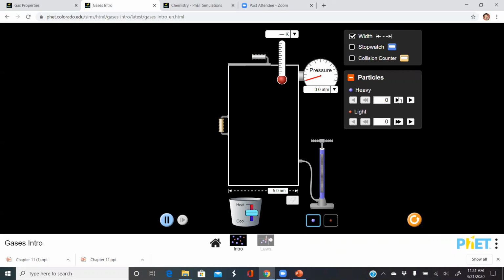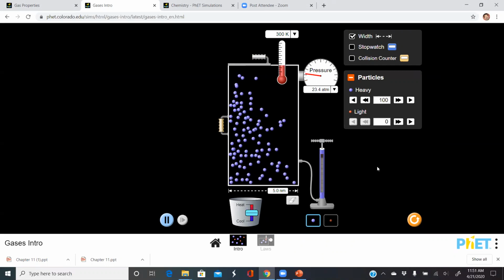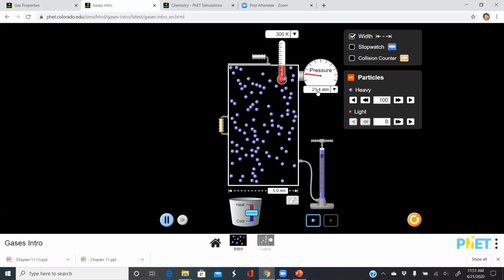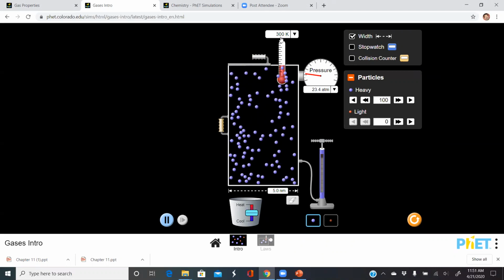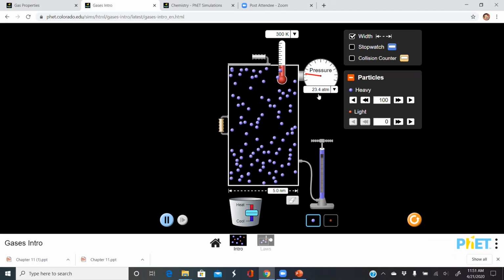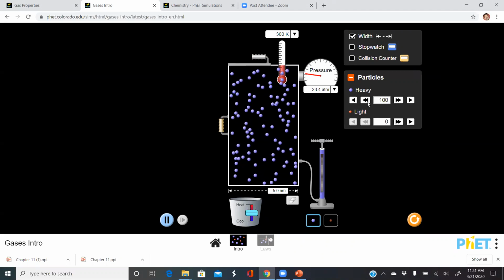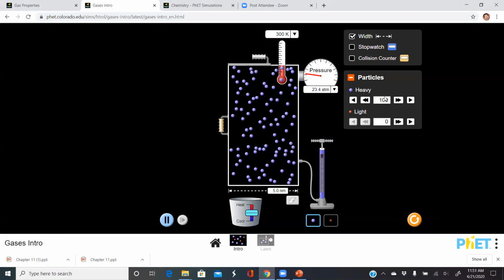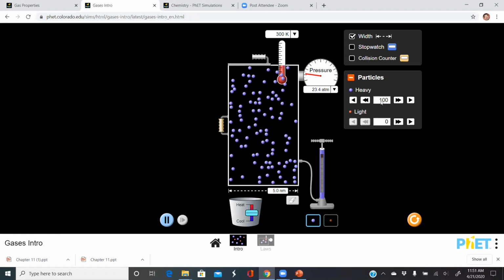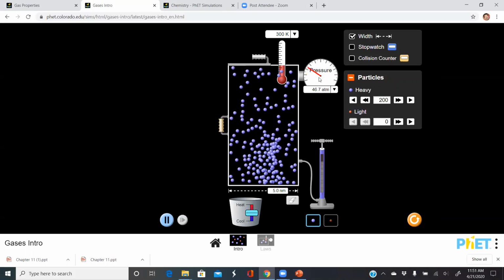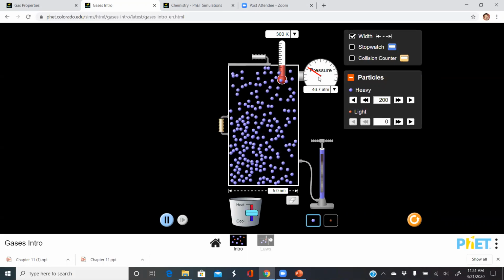So I'll put in a couple of particles. Let's do 100. And right now we notice I'm currently at a temperature of 300 Kelvin. I'm at a pressure of 23.4 atmospheres. If I put double the moles or double the particles, my pressure goes up because I haven't compensated for the volume.